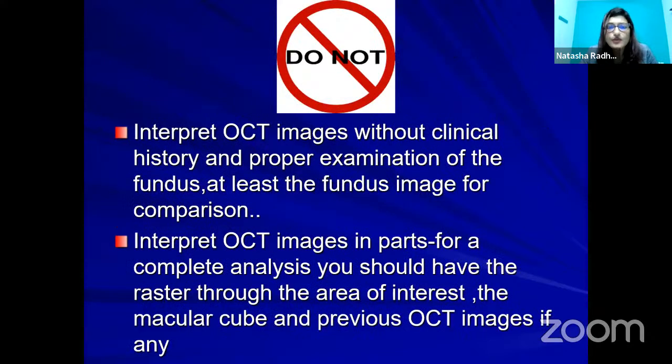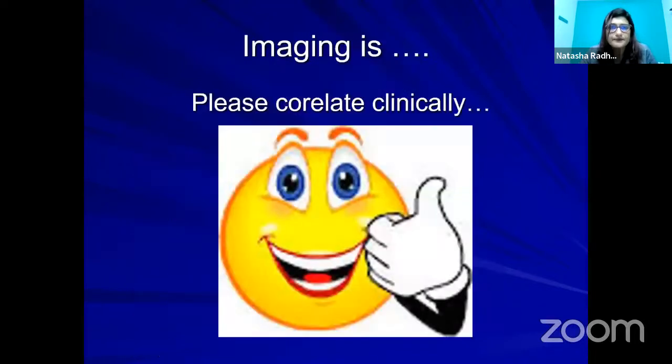What should you not do? Do not interpret OCT images without clinical history and proper examination of the fundus. At least have a fundus image for comparison, and do not interpret OCT images in parts. You should have the raster through the area of interest, the macular cube, and the previous OCT images if you need to comment meaningfully on an OCT. So finally, imaging is not an exact science, so clinical correlation is extremely important when you want to make a proper interpretation. So with that, we come to the end of the presentation on how to read an OCT.